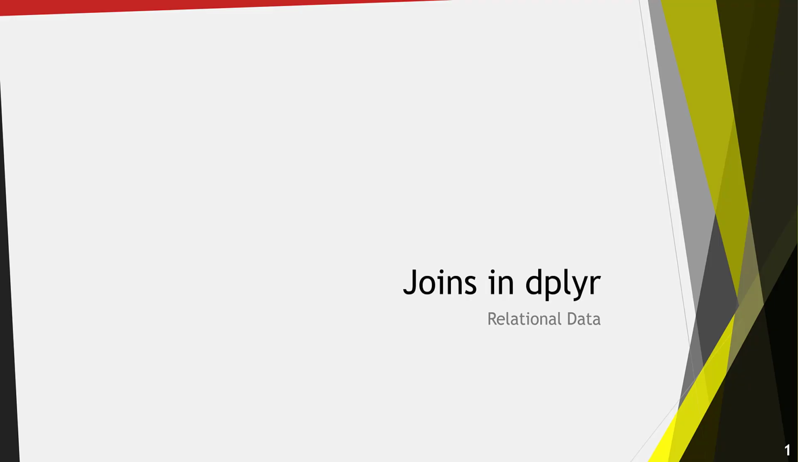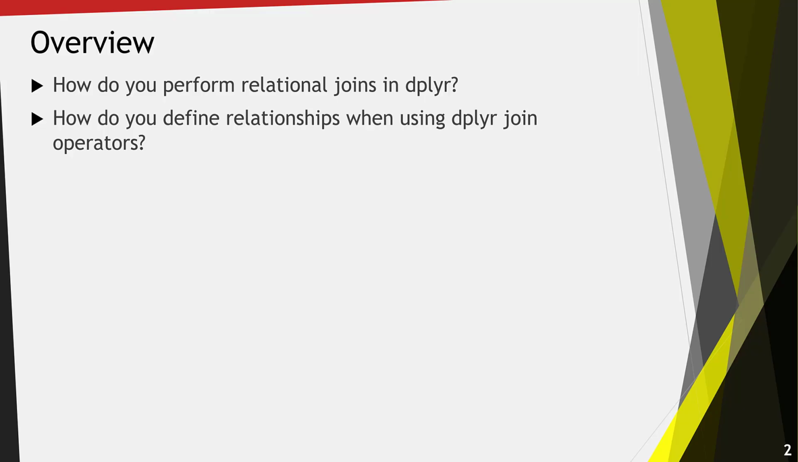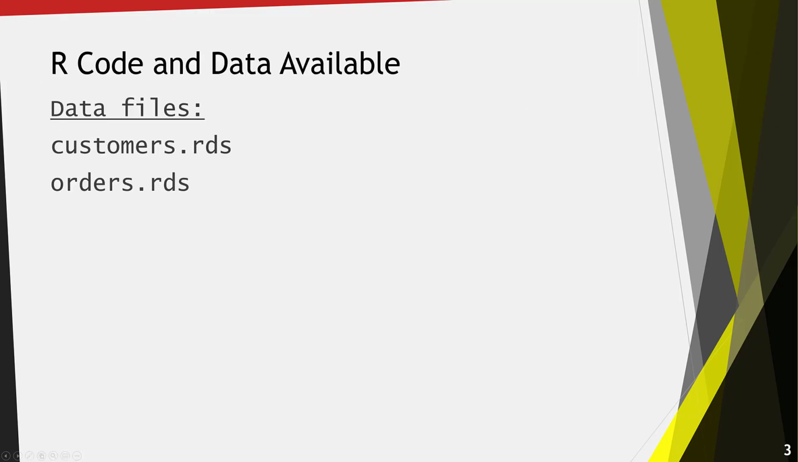This video will cover performing joins in dplyr. By the end of this video, you'll know how to perform relational joins in dplyr and how you define relationships when using dplyr join operators. The R code in this video is available on the Learning Management System. You'll use the customers.rds and orders.rds data files. You should download all of those now if you'd like to follow along.